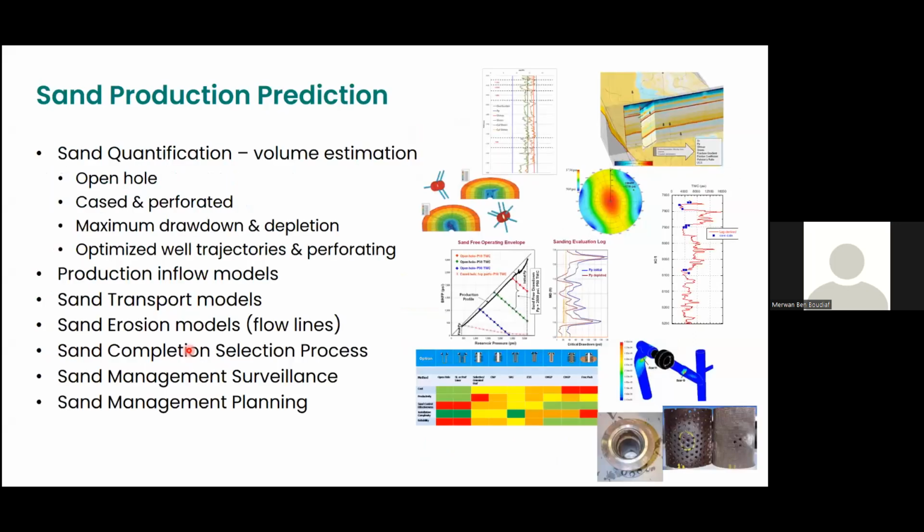The second application of a geomechanical model is sand production prediction. We can quantify the sand production with volume estimations, either in open hole or cased hole. So we can optimize the well trajectories and the perforations. For some advanced applications, we can go for inflow models, transport and erosion models. From geomechanics, we can construct a full sand management plan to help with producing from unconsolidated formations.